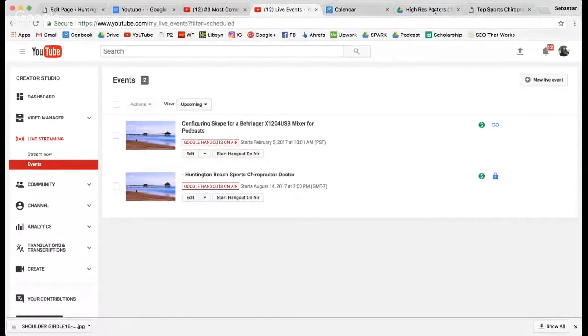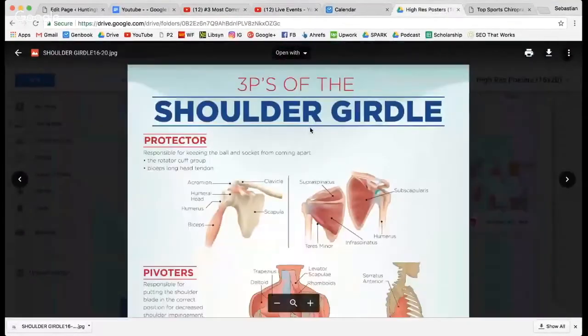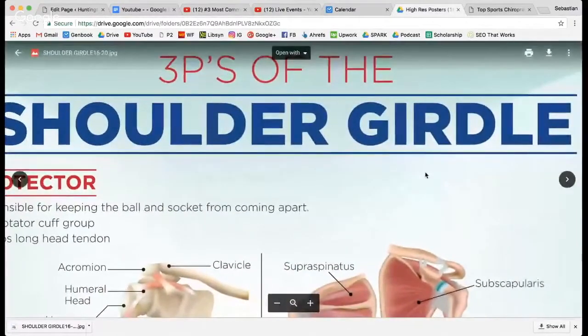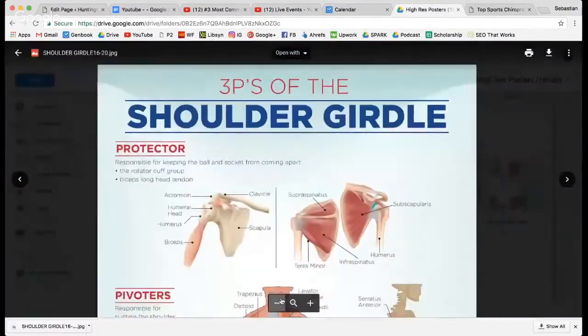So let's do a little screen share right here, if I can figure out how to do this. Okay, all right, so this is not what you want to see. Okay. So everyone, right here is a graphic that I made on the 3 Ps of the shoulder. Let me get it to a better frame here.